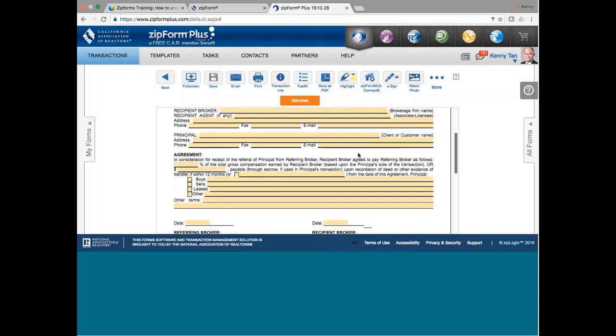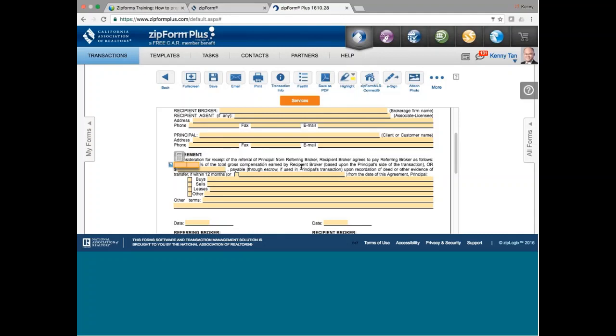And the consideration, so you put down how much of the total gross compensation earned by you goes to the referrer. Or you can specify it in terms of a dollar amount. You have a choice. That's the total gross commission earned by recipient broker.